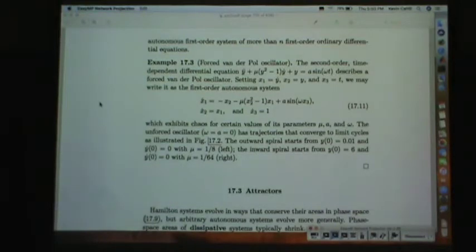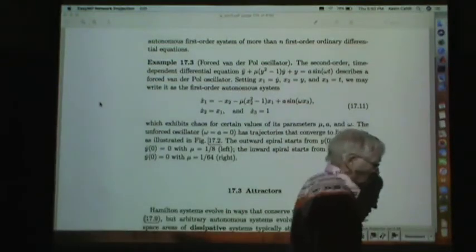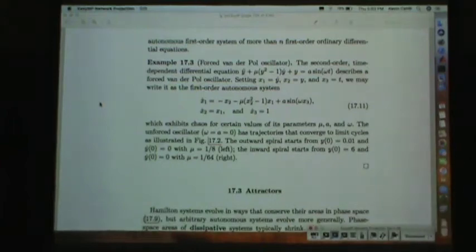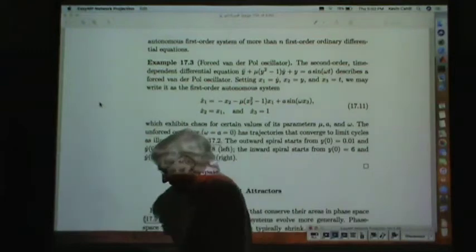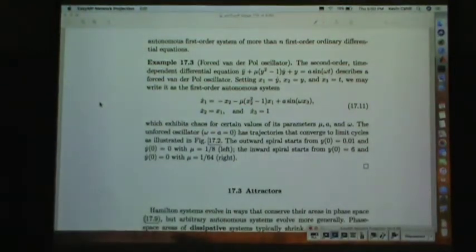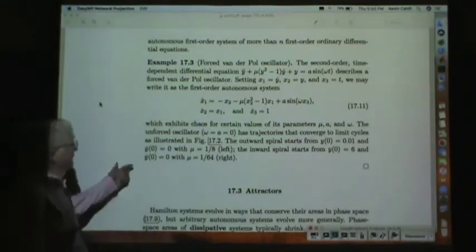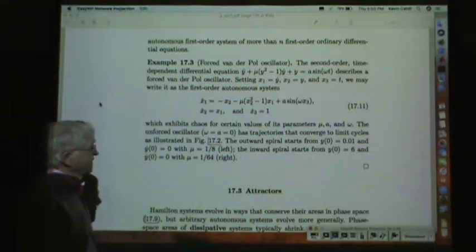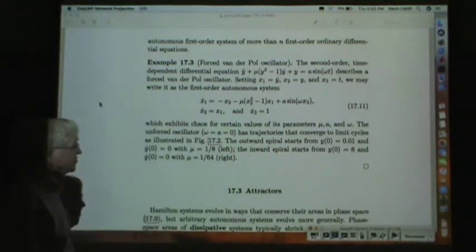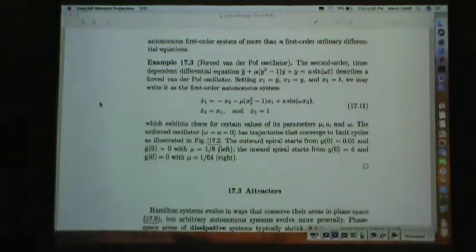And I imagine if you start out doing this, the first half hour or hour will be frustrating because you need to get Matlab to do what you want it to do and so forth. But once you get the knack of having Matlab solve these things, you I think can have a great deal of fun. Anyway, this exhibits chaos for certain values of the parameters, mu, a, and omega.